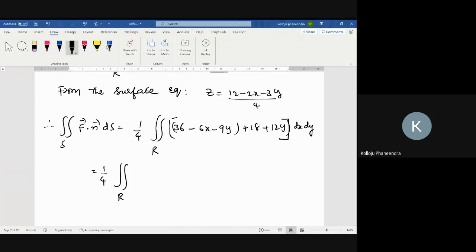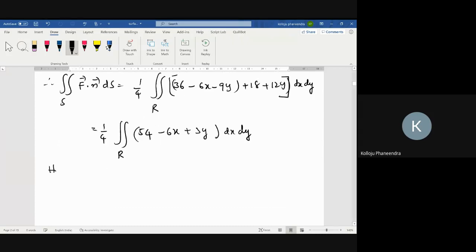Understood? This is equal to 1 over 4 double integral over R. Whatever the constant is: 36 plus 18 is 54. And only minus 6x, and minus 9y plus 12y is 3y, dx dy. Now the problem is completely in terms of x and y.